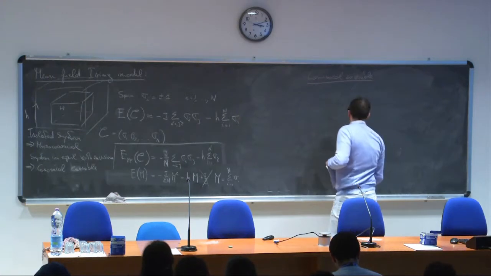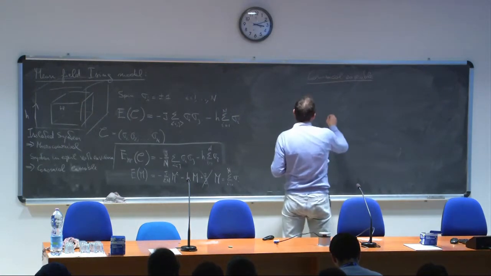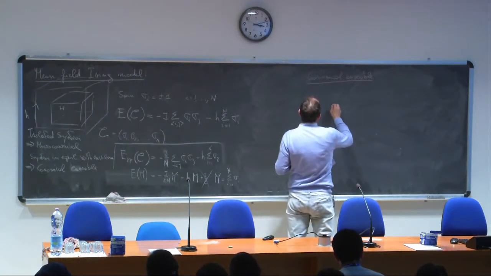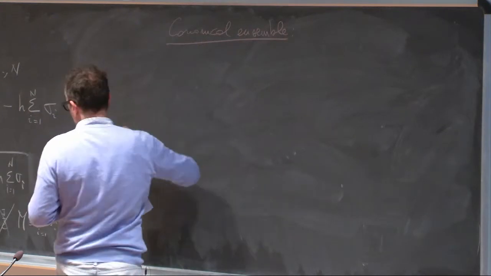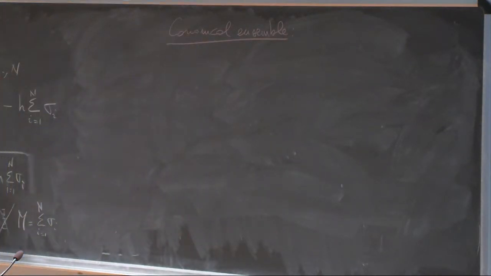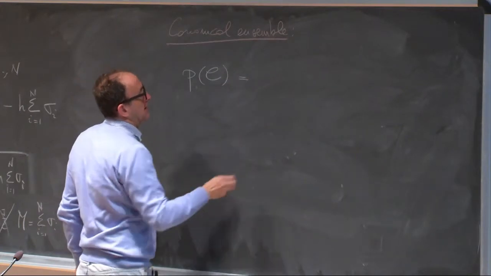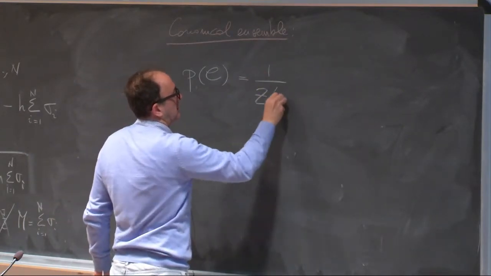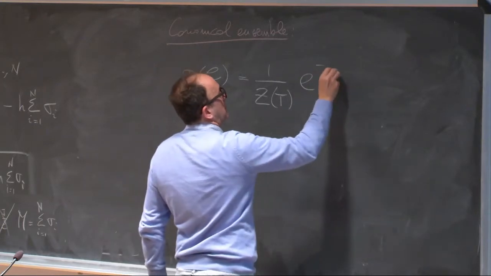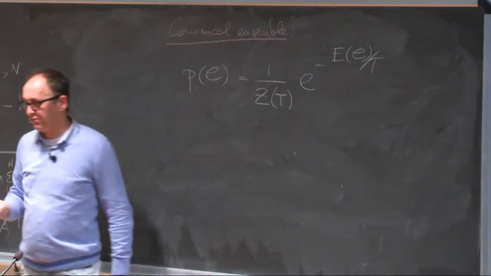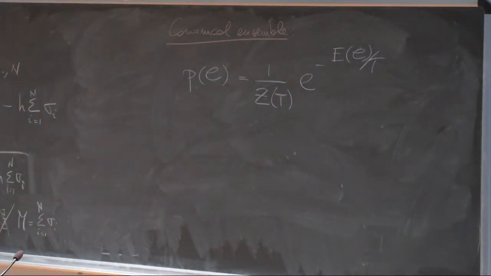And this means that essentially what matters is the description of this system will be one where every configuration C has a probability which is given by the Boltzmann distribution, okay? So where does this Boltzmann distribution come from?